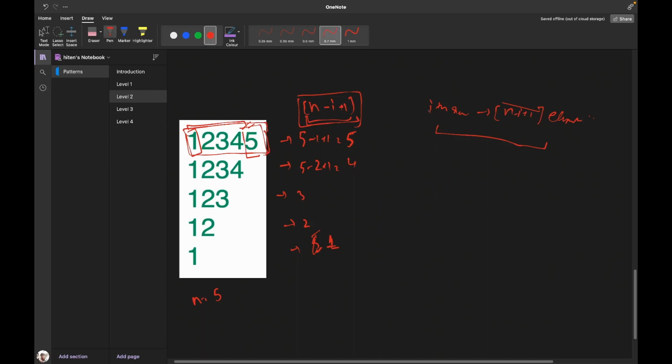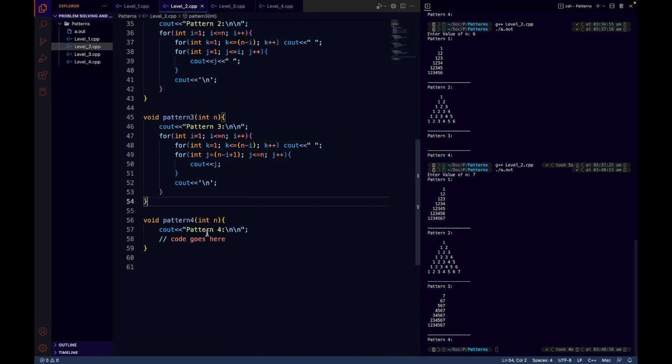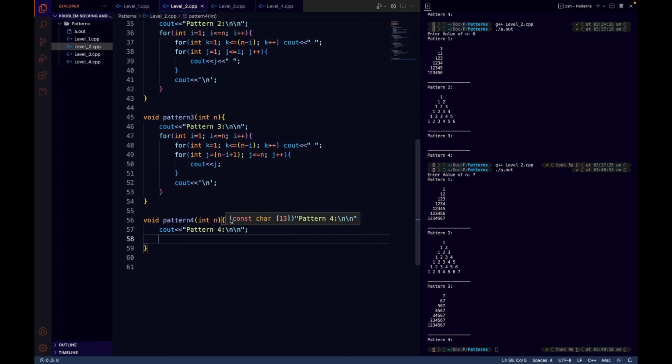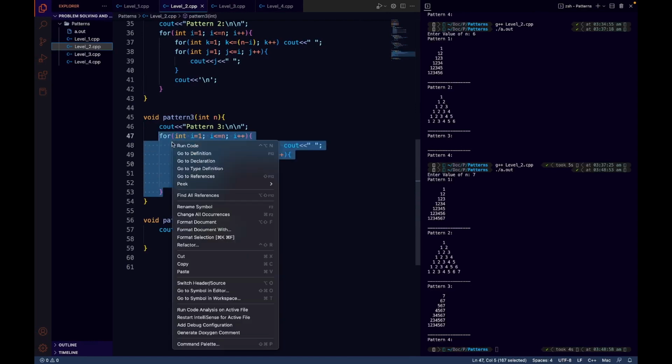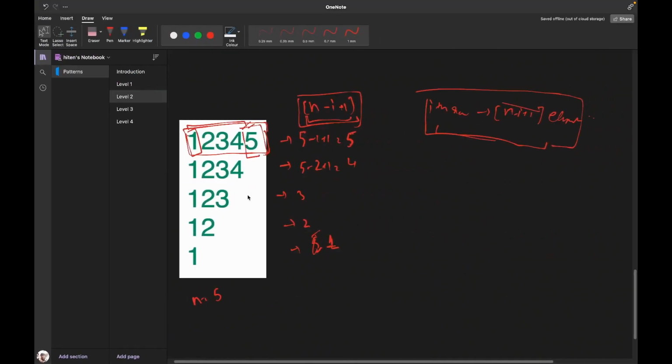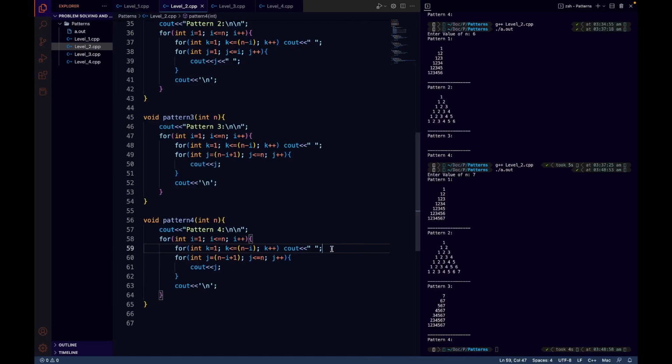Now we got the relation for the number of elements, and we also found how to print the sequence. So let's go to the code part, and this is pattern 4. If you see closely enough, I can just get this one, so let me copy it and paste it. This was printing the spaces.